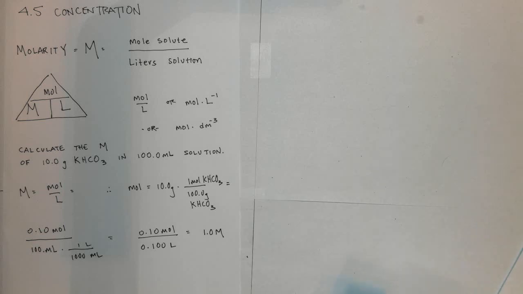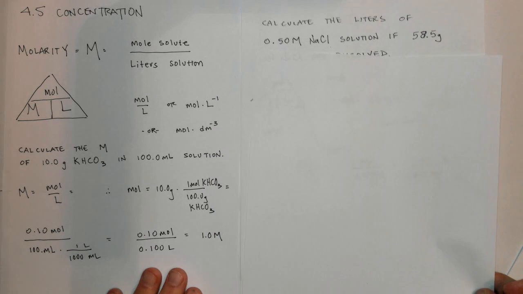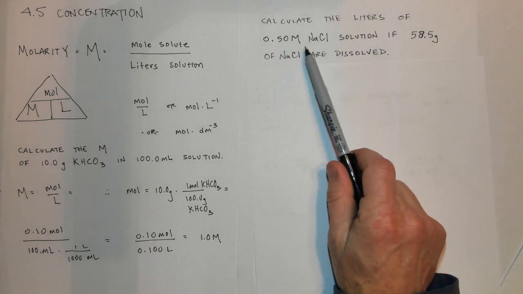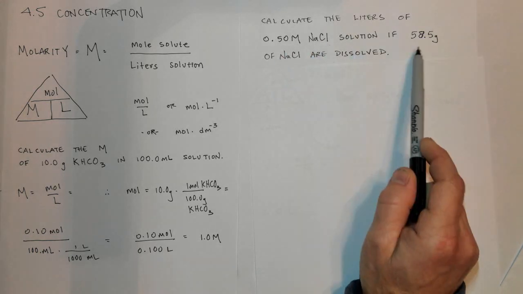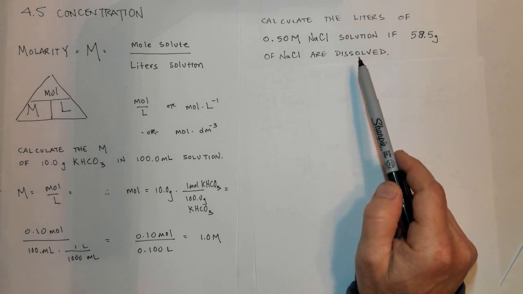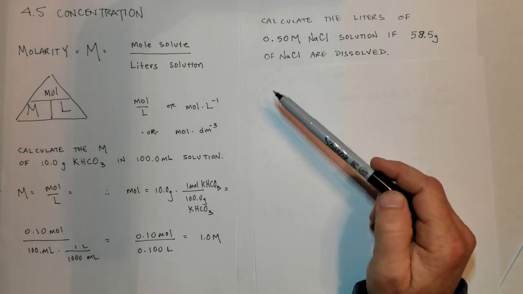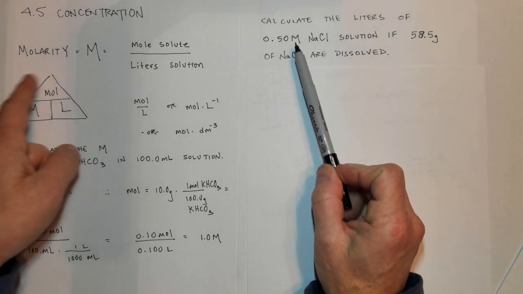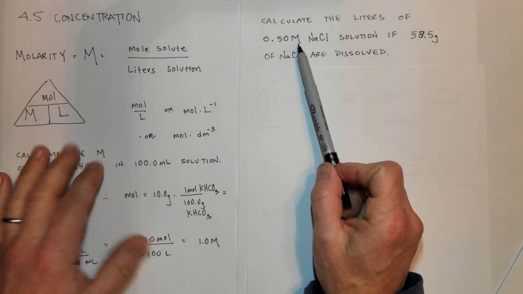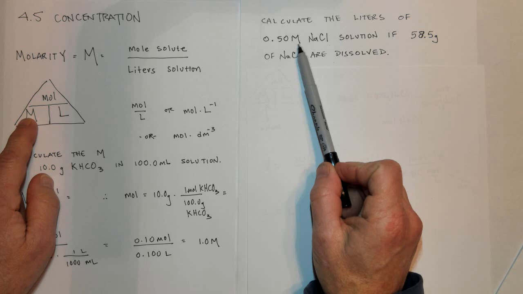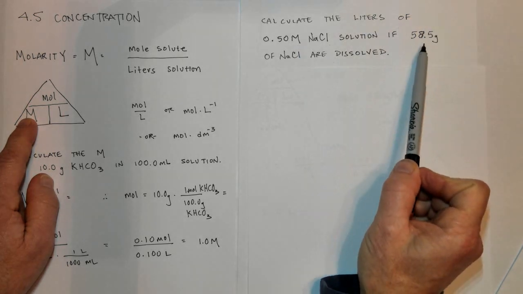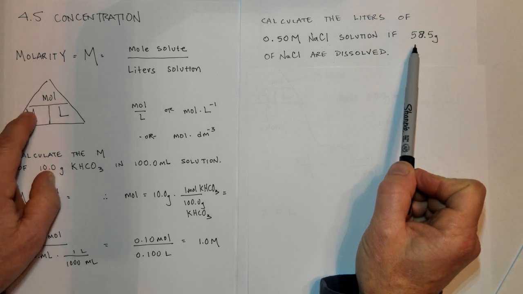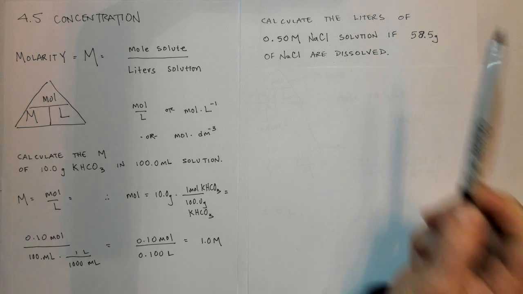So here's a second question, and this time we're going to solve for something else in the triangle. It says calculate the liters of this 0.5 molar NaCl solution if 58.5 grams of NaCl are dissolved in this particular solution. So be a critical reader of this and find out the species that we know and the things that we don't know in the triangle. We know the molarity. We know the mass, and from the mass we could find the moles. And if we know the moles and the molarity, we could find the liters, or the volume.